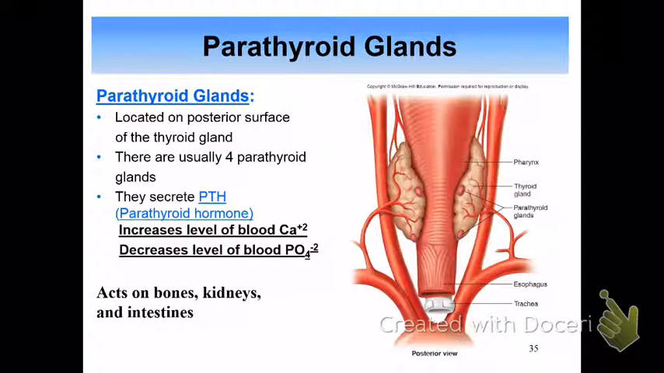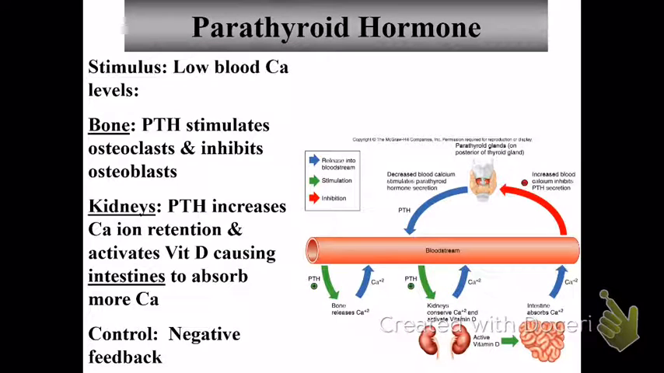Now, what does it do? Highlight, know it: it increases levels of blood calcium. Where does it act? It acts on the bones, kidneys, and intestines. Think about this: if it puts calcium into the blood, it's going to take calcium out of the bones, kidneys, and intestines. When the blood calcium is low, that's the stimulus.